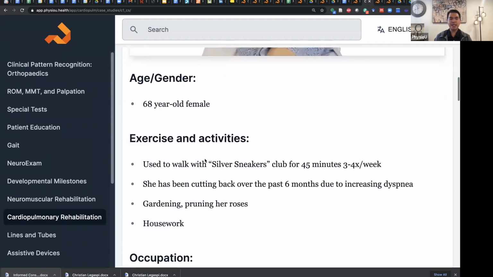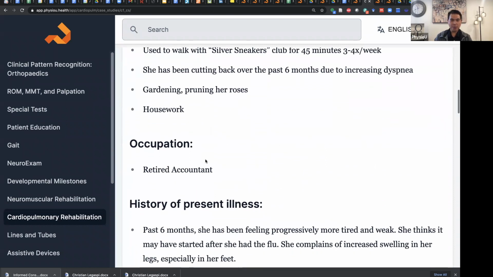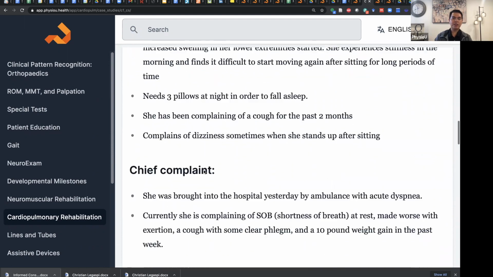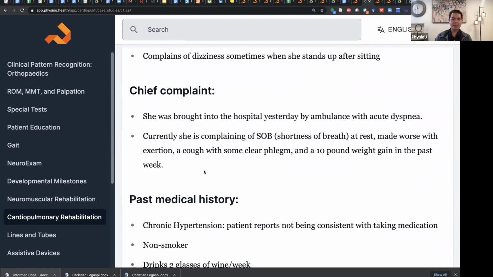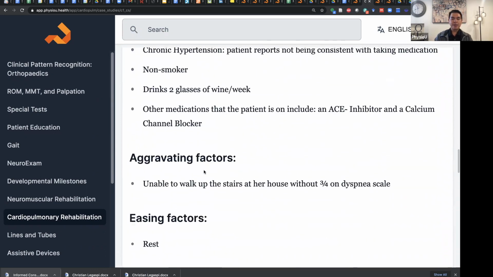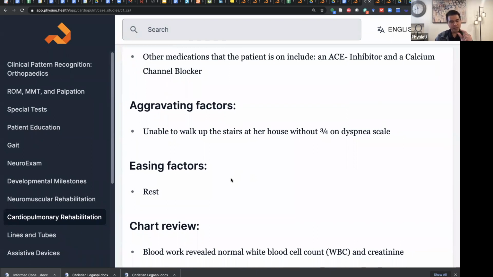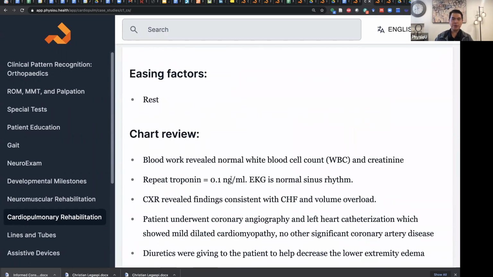and read the basic history: what their occupation is, their history of present illness, their chief complaint, past medical history, and some basic aggravating and easing factors. We purposely put these here because some of the cases are actually multiple systems cases, right? Your patient with peripheral vascular disease who's having pain with walking also happens to have a really stiff back and may also have spinal stenosis. In some of these cases we purposely forced the students to think more broadly. So here's your basic chart review.